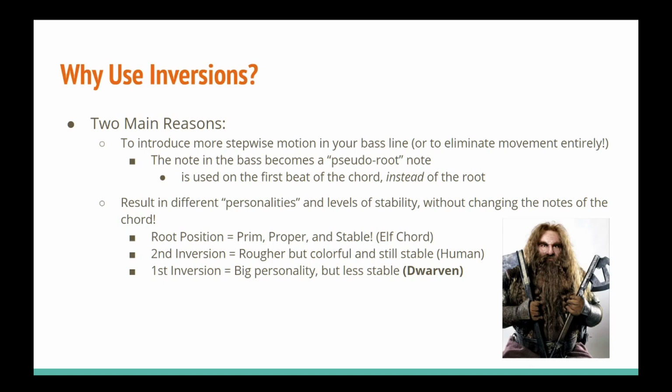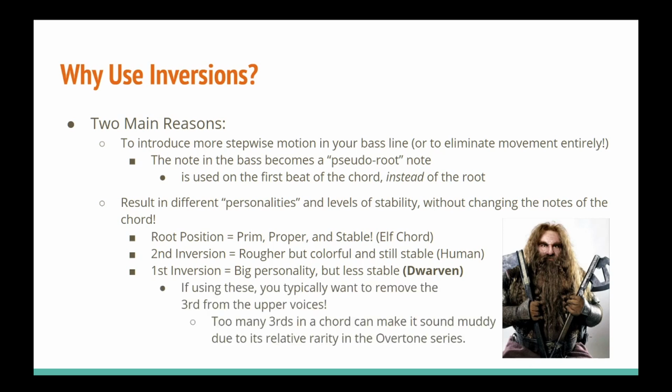Now, as a general suggestion for working with first inversions, or the dwarven chords, if the third is in the bass, you typically want to remove it from the upper voices of the chord and replace it with a doubling of either the root or the fifth. This is because the third doesn't appear frequently in the harmonic overtone series of the root note, and can contribute to a muddy type of dissonance to the sound of your music if doubled too many times in your harmony.